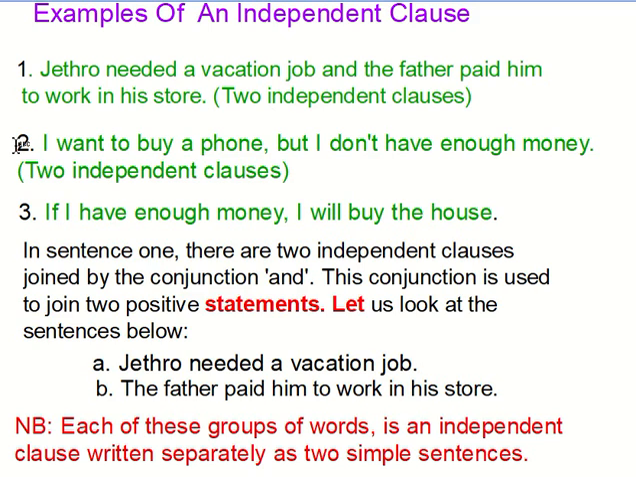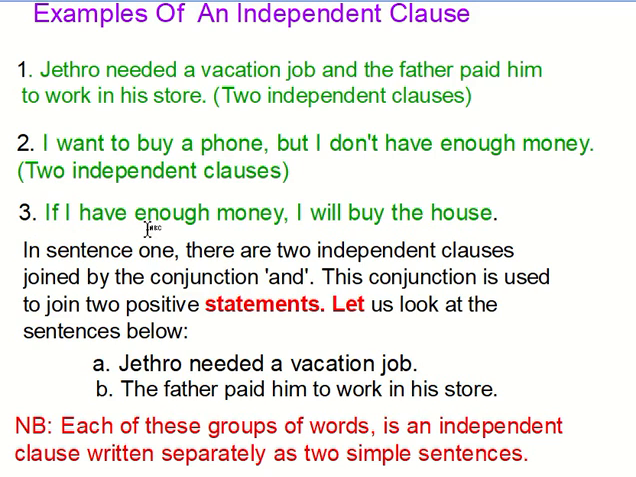Now let's look at the second sentence. I went to buy a phone, but I don't have enough money. Now let's see, that one too is two independent clauses. Let's see the first clause. I want to buy a phone as one clause. I don't have enough money. That one too is another clause. And it is joined by a conjunction but. Therefore, we have I want to buy a phone, but I don't have enough money. Do you get it?